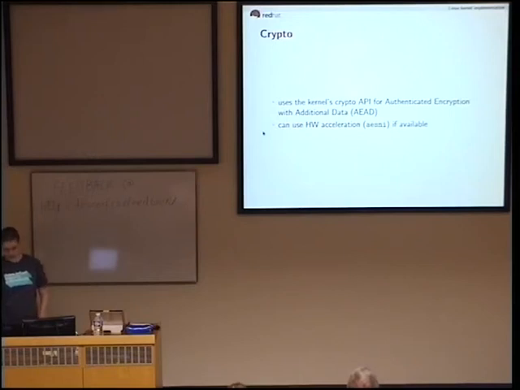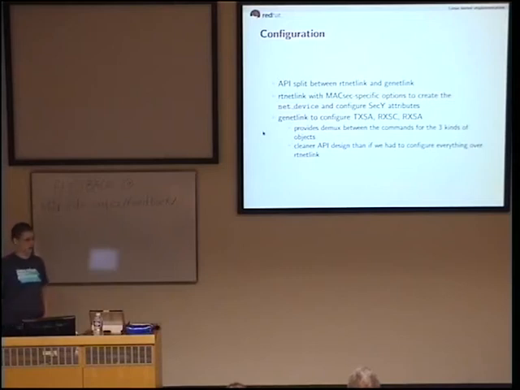On the crypto side, we just use the normal crypto API from the kernel. So we already had all the authenticated encryption implementation available, and it can also use hardware acceleration if your CPU has it, which I think most recent Intel CPUs at least have. On the configuration side, we use both RTNetLink and GENetLink. RTNetLink is what you use to create your usual net devices, and GENetLink provides the configuration of all the very MACsec specific things like the secure associations. And GENetLink is really nice for that because it provides good demultiplexing capabilities, so it makes for a quite clean API.